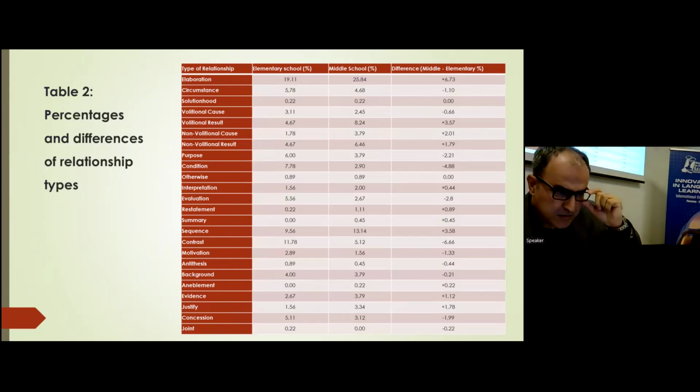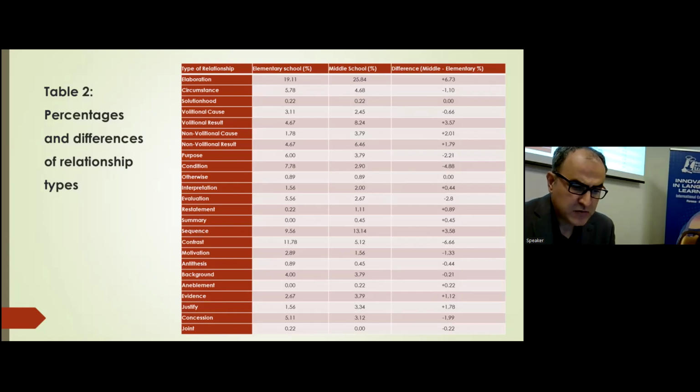I think you can read it. Elaboration is here. We can compare elementary school and middle school, and you can see the difference. Circumstance, solution, motivational cause, purpose, condition. But it's interesting that, for example, in purpose, elementary school is 6, but middle school is 3.79. It's not normal. They did it accidentally, not through professional thinking. It was an important detail.